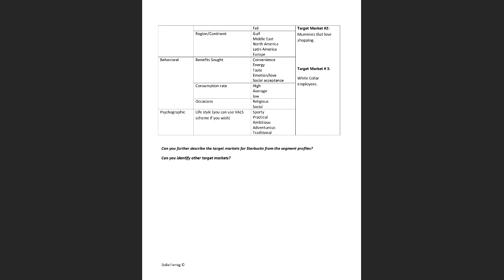Based on benefit segmentation, consumption rate: high, heavy coffee drinkers, average, low consumption and so on. Occasions: religious occasions, non-religious or social occasions. They also change the marketing mix based on different occasions. We can add more segmentation variables, but for simplicity I chose only some. But the most important thing is to understand how to choose the variables.